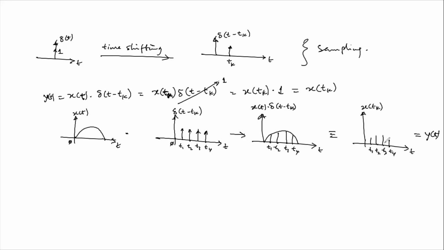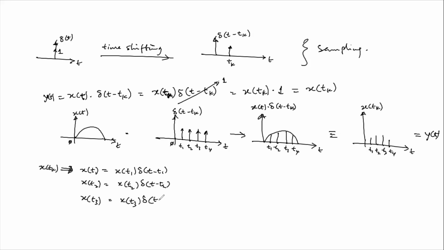Now, it can be observed from this that, by way of expansion, S t sub 1 is the same as S of t sub 1 times delta of t minus t sub 1, S t sub 2 is the same as S of t sub 2 times delta of t minus t sub 2, S t sub 3 is the same as S of t sub 3 times delta of t minus t sub 3, and S t sub 4 is the same as S of t sub 4 times delta of t minus t sub 4.